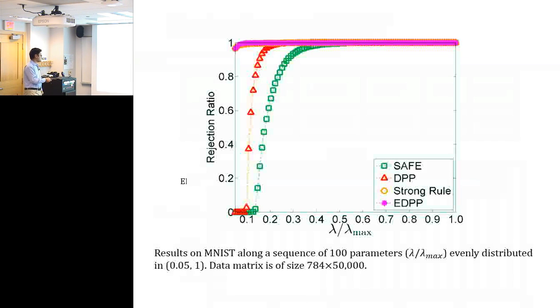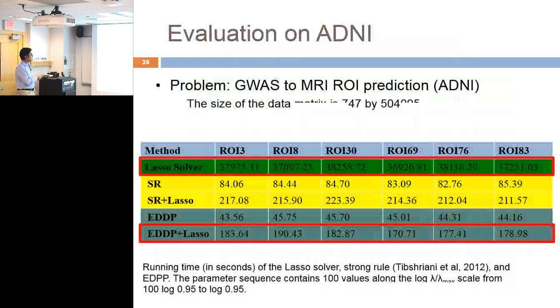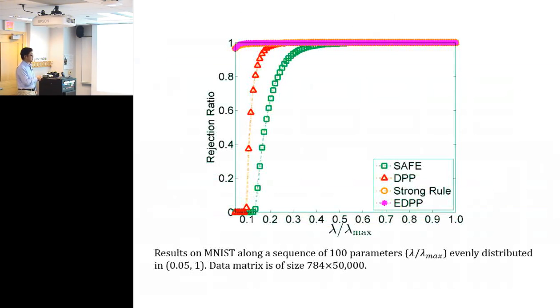This is the rejection ratio. It reflects that our method can correctly identify almost all of the zero components. The ratio is approximately 100%.